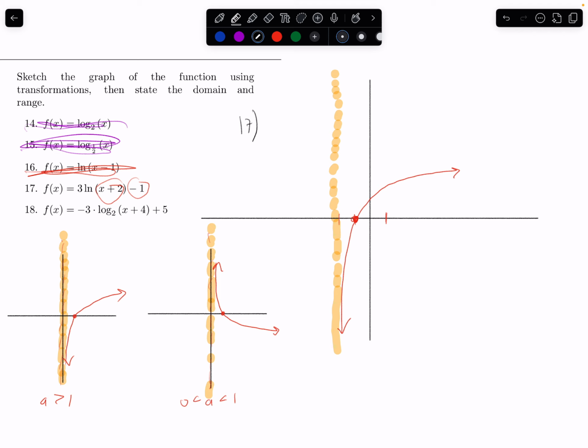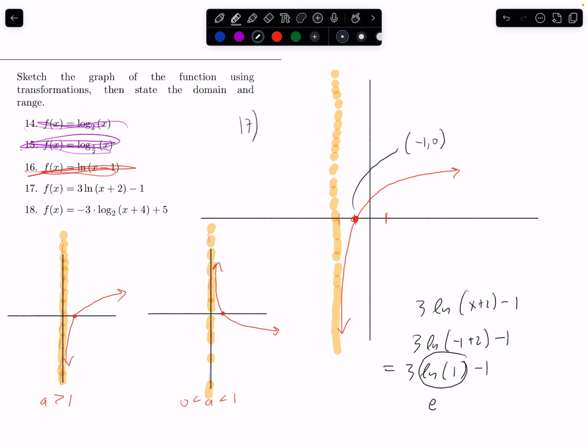And if you're not so sure, just check some points. In fact, let's quickly confirm that we do have a correct point here. I'm claiming that (-1, 0) is a point on this graph. So let's just check. 3 natural log of (x plus 2) minus 1. If I plug in x equal to negative 1, what happens? I get 3 natural log of (negative 1 plus 2) minus 1. It's 3 natural log of 1 minus 1. Let's just do this portion for a second. That's e to the 0 equals 1, right?